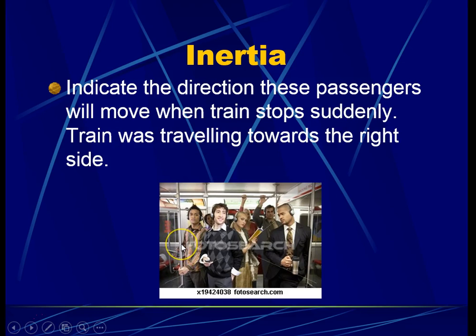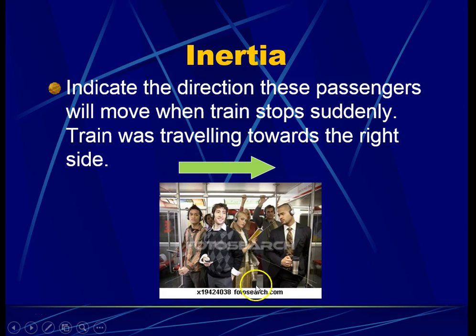Now let's have a look at another scenario. Let's imagine everybody in this train, including the train itself, is already moving towards the right. You're moving happily along and suddenly the train stops. In which direction do you think the passengers will move? Well, we have got that right. If the train comes to a sudden stop, all these passengers will actually move to the right-hand side, again because of inertia.